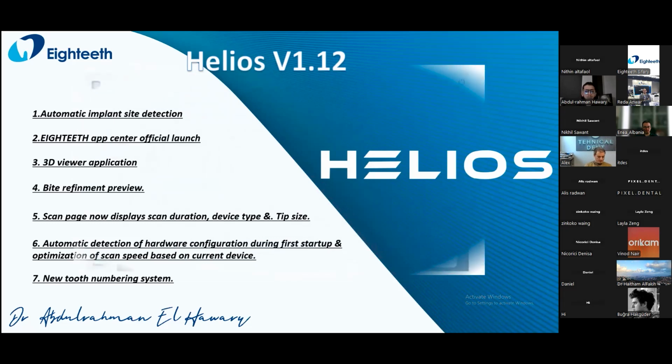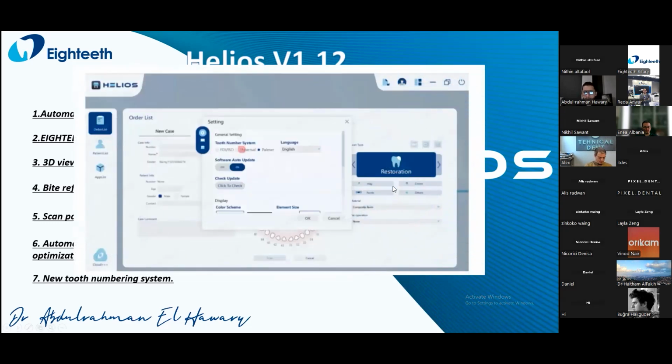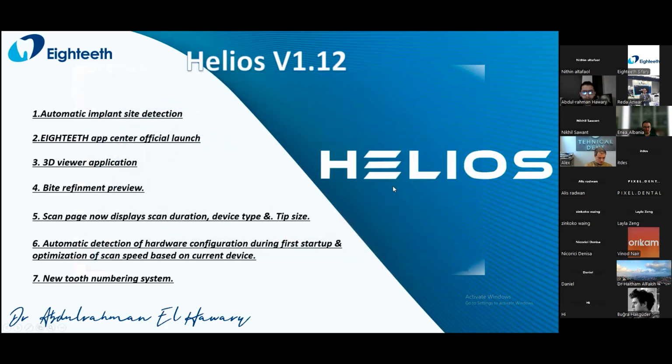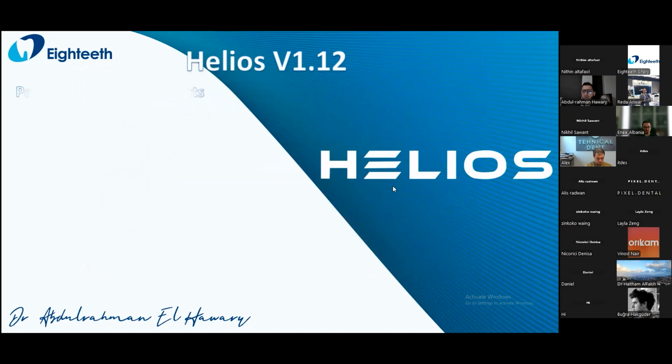We have a new tooth numbering system that's now available, which is the universal numbering system. You can adjust it from the settings menu. So now these are the main differences that are available within the software, but with each software update that is produced by Helios, we always tend to have some performance improvements to enhance the user experience in general.